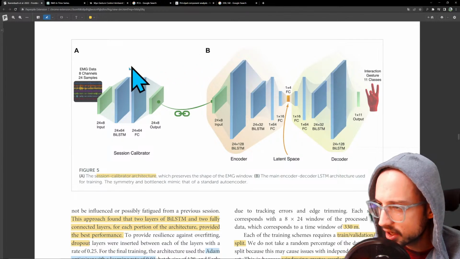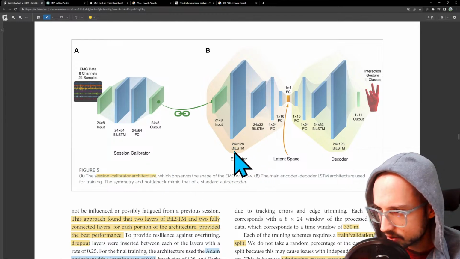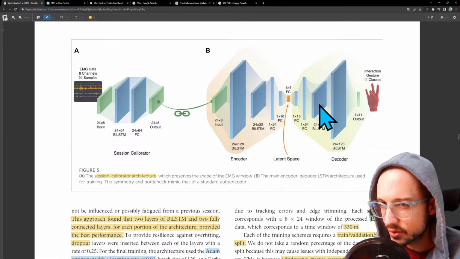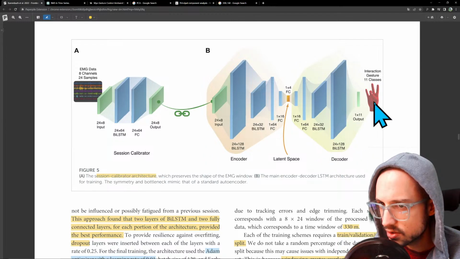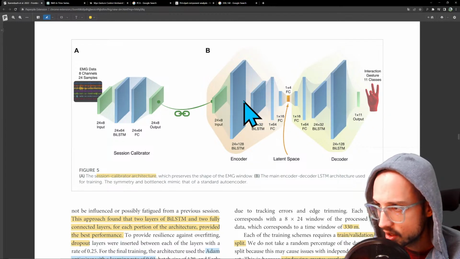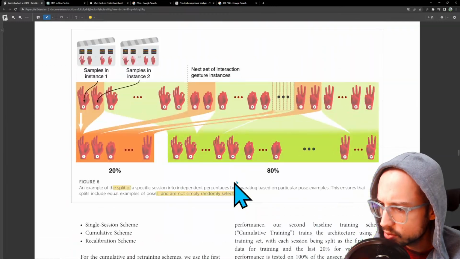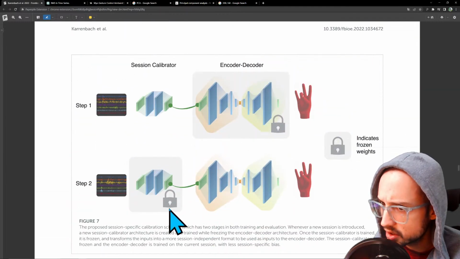They have this somewhat complicated, unnecessarily complicated neural network architecture. They're using kind of an outdated LSTM. They're using an encoder decoder in kind of not a good way, because encoder decoders are used when you're using a reconstruction loss, but here they're not using a reconstruction loss. They take out the last head of the decoder and they just put a classification head on here. So this is a very weird architecture. And then they also have this additional mini feature encoder, which they're calling the session calibrator, and then they do this two-part training where they freeze one part and then they freeze the other part, which is also a little bit weird.